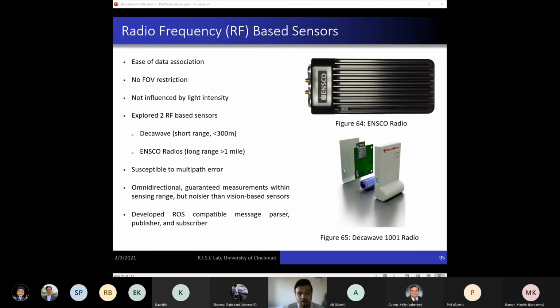Next, we developed the ROS compatible parsers, publishers, and subscribers for radio frequency based range sensors. They have simpler data association techniques, no field of view restrictions in general, and most importantly, are not influenced by light. The 2 sensors that we have worked on are Decawave for short range measurements and ENSCO radios for long range measurements. However, we saw that especially for indoor experiments, the camera-based setup provided measurements with less noise compared with the Decawave.